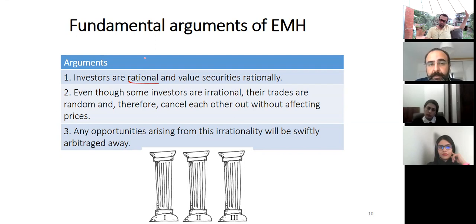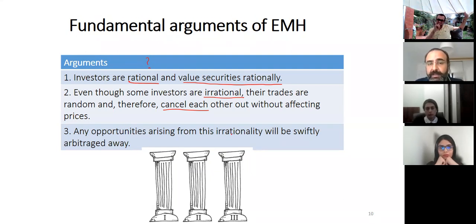First, investors are rational and value securities rationally, which, I hope you appreciate, are two different things: being rational and processing information in a rational way are two different matters. Second, even though some investors are irrational, their trades are random and therefore offset each other, cancel each other, without affecting the prices. So if I made a mistake, because it's a zero-sum game, someone in the market is ready, which goes to the third one. Someone in the market is ready and they know what they are doing. This is the assumption. They know what they are doing, and therefore they are going to cancel my bad movement in pricing the security.